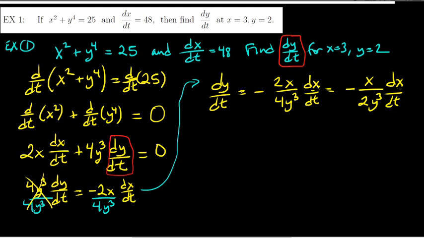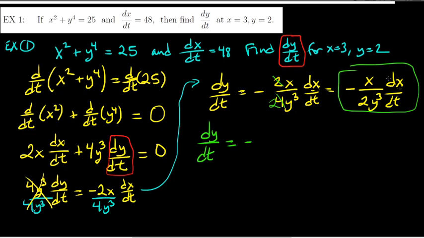So now we just plug in the numbers, right? So the derivative of y with respect to t will equal, again, I'm going to plug it into this because we already got rid of the 2's here. So what is x? X is 3 divided by 2y cubed. So that's 2 times 2 cubed. And then the derivative of x was 48. So this is all times 48.